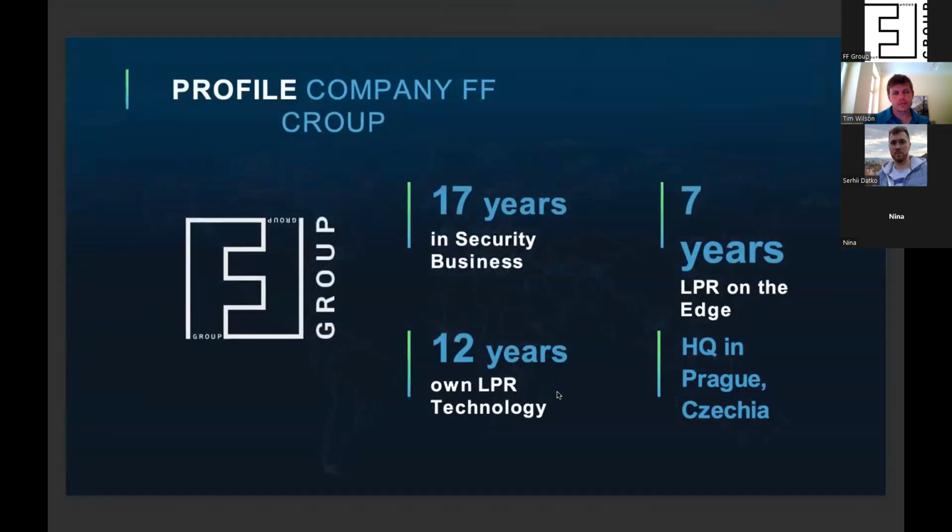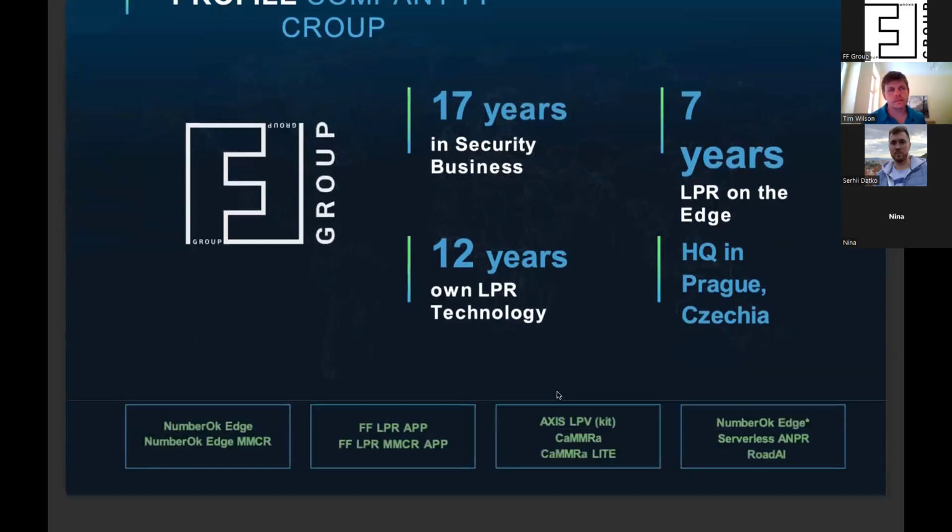About FF Group. FF Group is a software vendor, and we are 17 years in security business, and 12 years we are focused on license plate recognition. FF Group has its own technology, and also 7 years ago, we moved to edge recognition on the base of processor inside of standard IP cameras. And our headquarters is situated in Europe, in Prague.